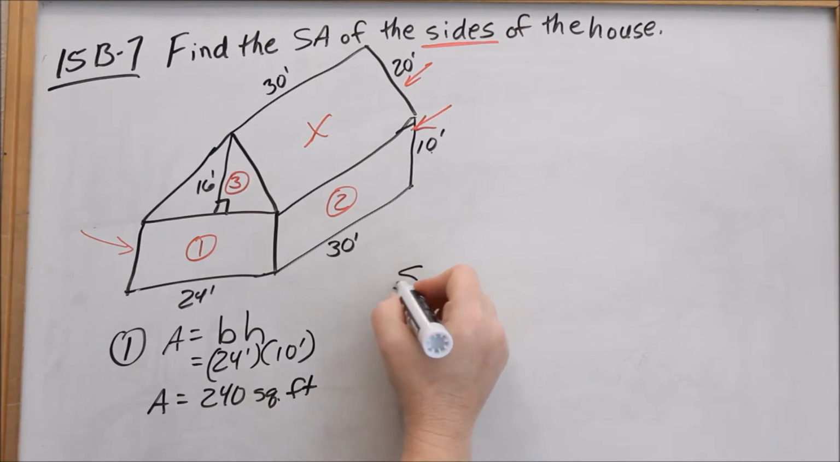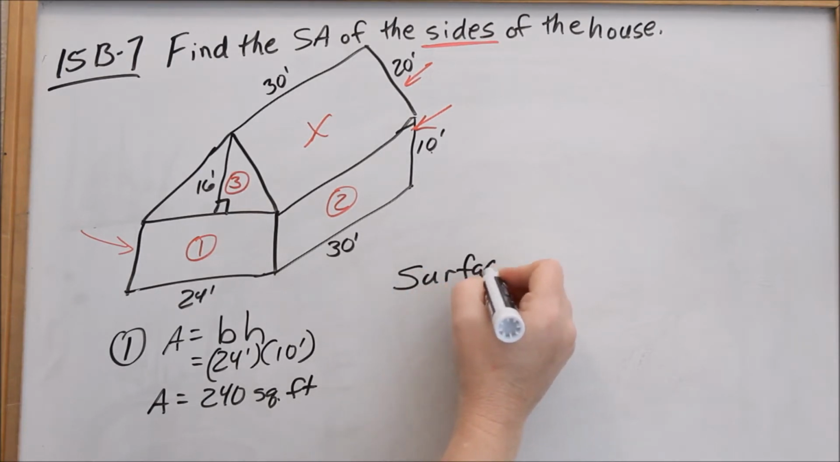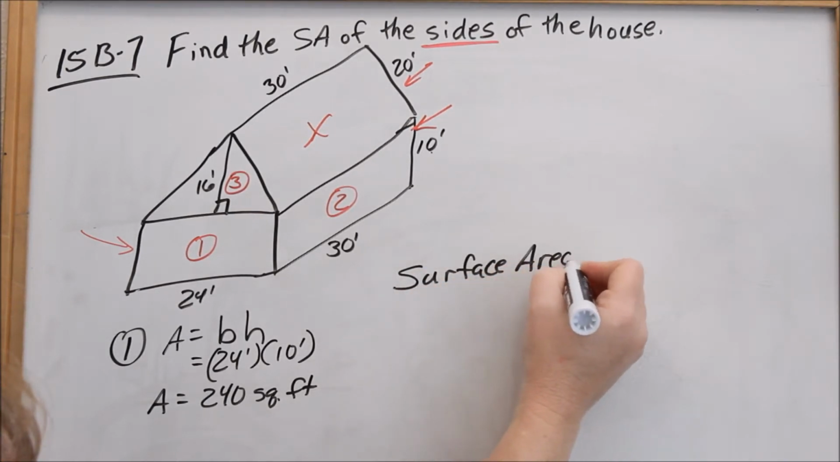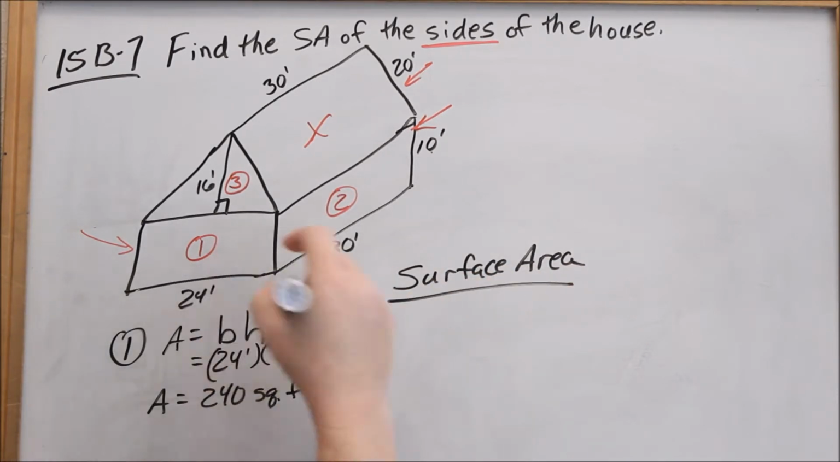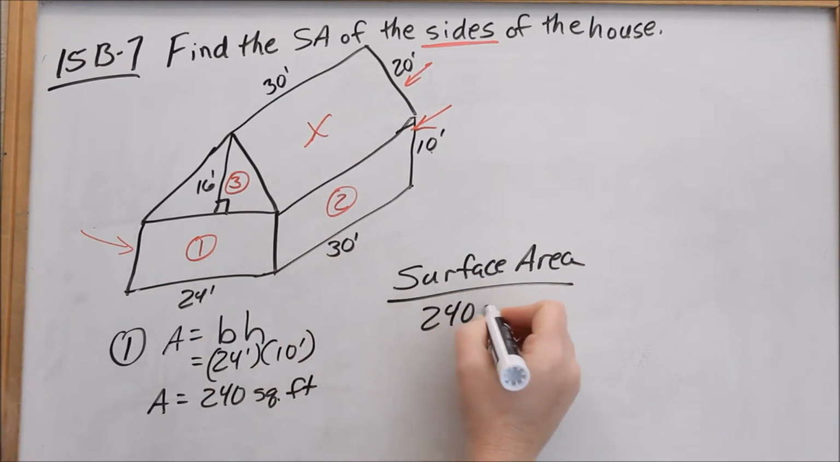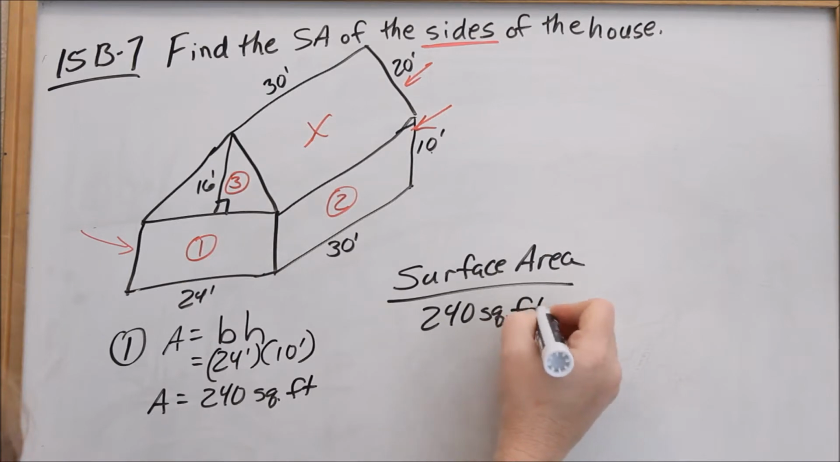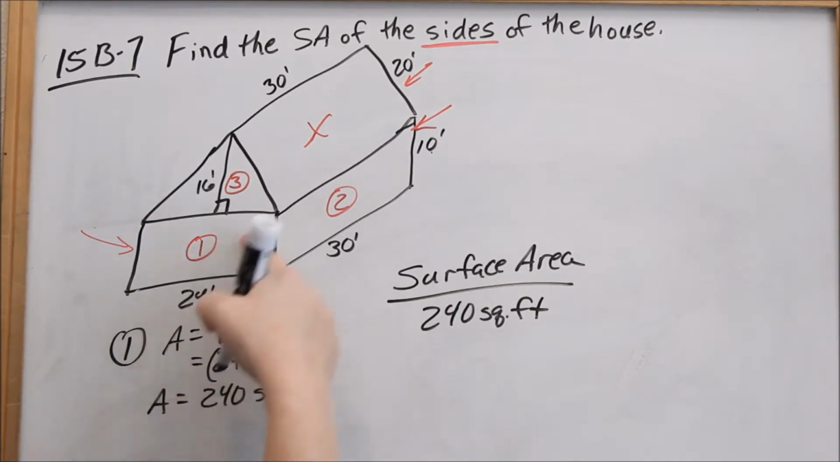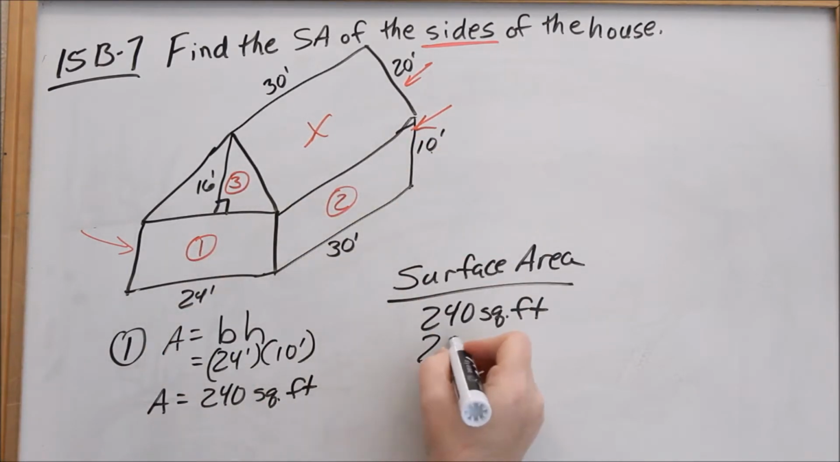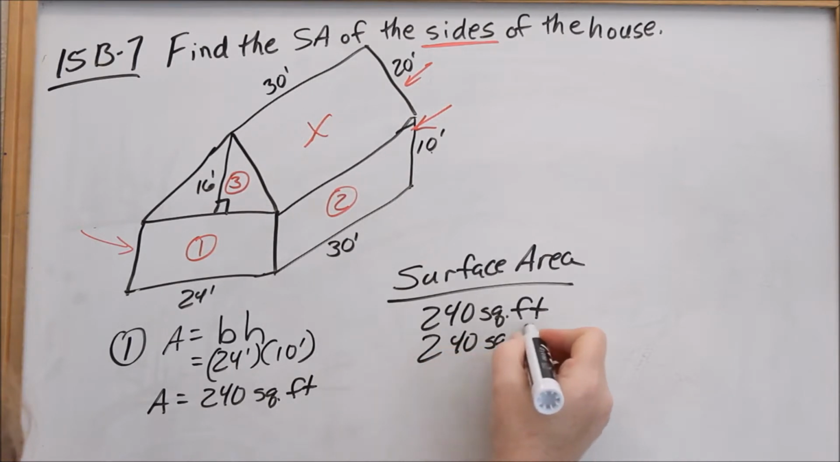Okay, I'm just going to start a running total here of the surface area of my sides as I find them. Okay, so rectangle number 1 is 240 square feet. I'm going to add up all the areas. So that rectangle, and then there's another one just like it in the back, so I need to have another one.